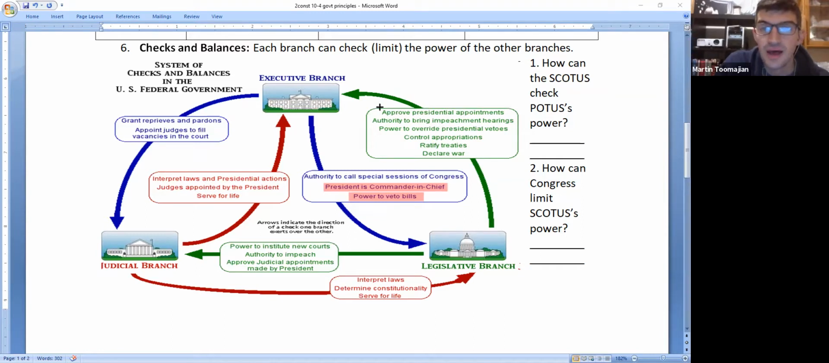So I'm going to highlight, all 6 of them are honestly pretty important, but I'm going to highlight the first 4. First, approving presidential appointments, and I'm going to have to explain this a little bit. So number 1 is approve presidential appointments. That means if the president wants to hire somebody for certain things, Congress needs to approve.